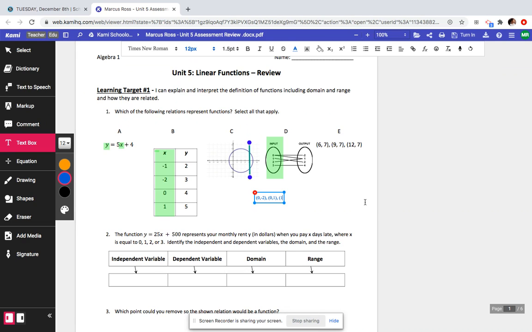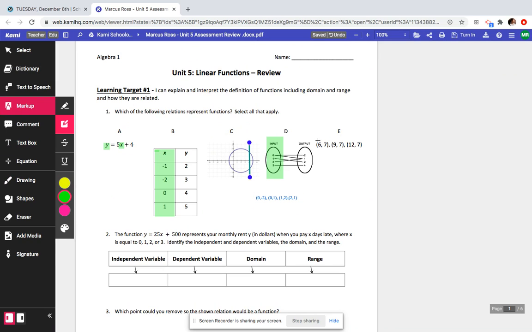And I can continue this process. 1 is only pointing at 2. I could continue if I wanted to. 2 is only pointing at 1. So with these, if your arrow is pointing at multiple numbers, if your x's are repeating, you do not have a function. And then your last one here, again, I only care about your x's. In E, your x's are not repeating, so you have a function.